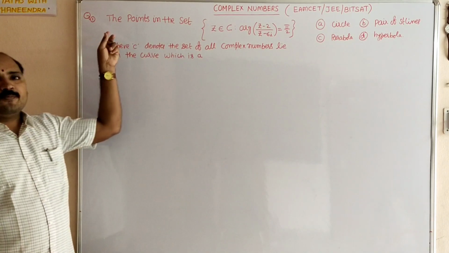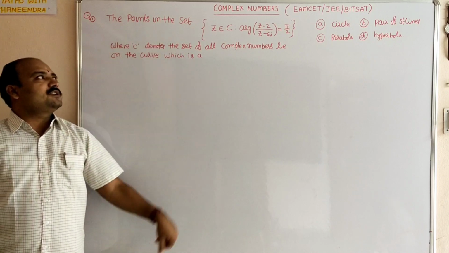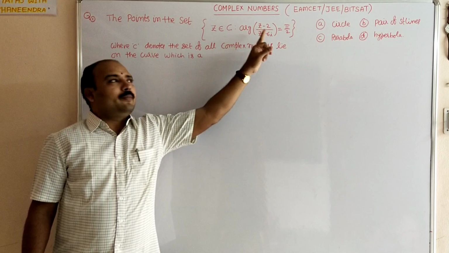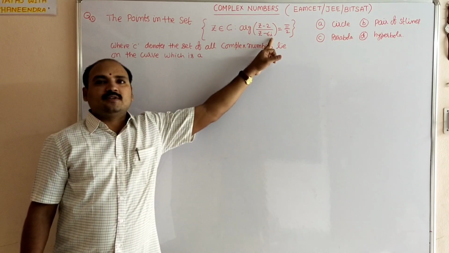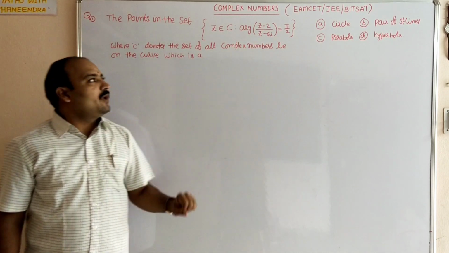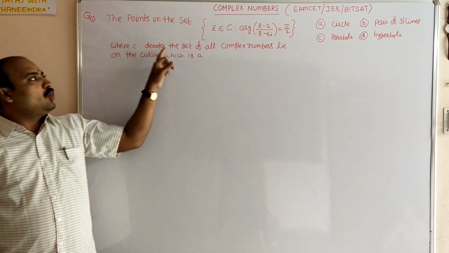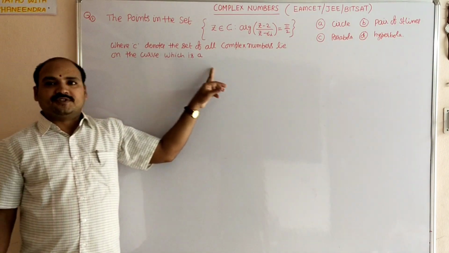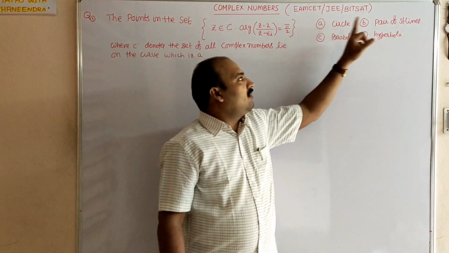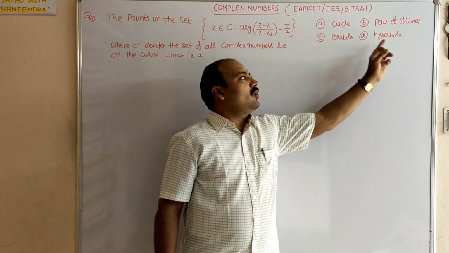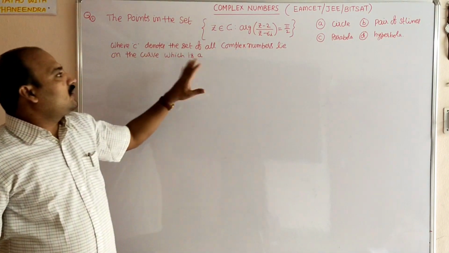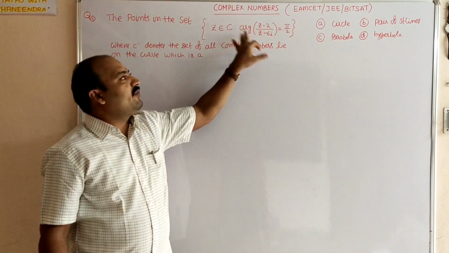The first question: the points in the set of z belongs to C, argument of (z minus 2) divided by (z minus 6i) is equal to pi by 2, where C denotes the set of all complex numbers, lie on the curve which is either a circle, or a pair of straight lines, or a parabola, or a hyperbola. So we are going to calculate which curve it is according to the given condition.